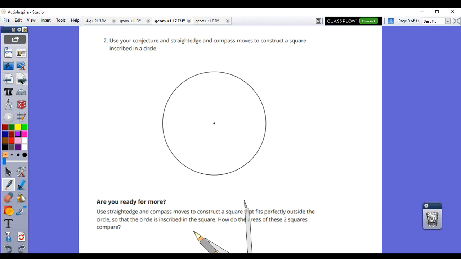Using the conjecture that we just figured out, we're going to inscribe a square. Now this is actually a lot easier than the first one. So step one, all we have to do is draw in a diagonal. I'm going to draw in a diagonal, and I'll go like this. You can't see it, so. And then I need to simply construct the perpendicular bisector of that diagonal. So I just drew in a random diagonal, and then I did a perpendicular bisector.